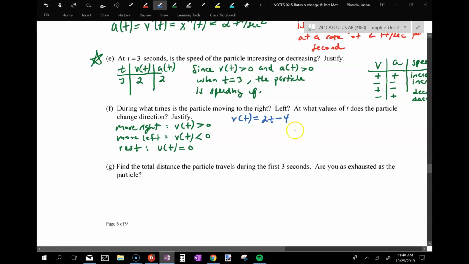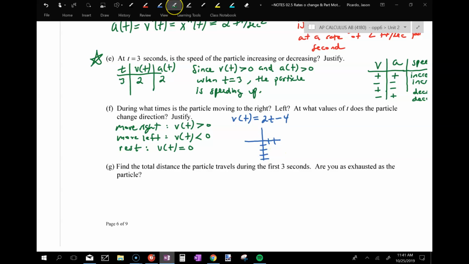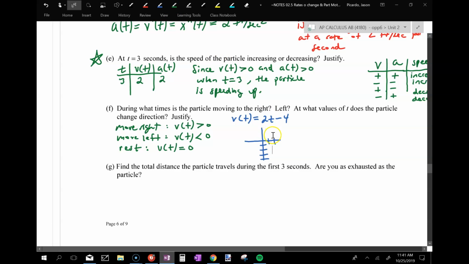I hope you could give me an idea what it looks like. It's definitely going to be a line. Y-intercept at -4. Slope of 2. And I guess I misspoke because it's really not a line, it's really a ray, correct? Because we are only graphing it for values of t greater than or equal to 0. So here's my function for velocity.